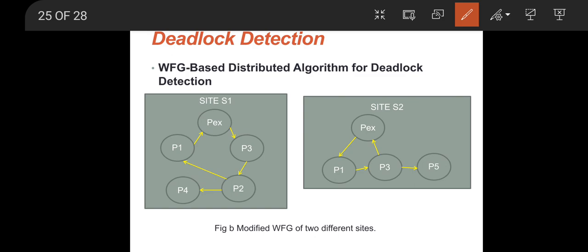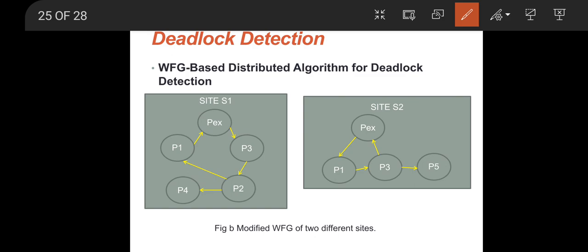Now this is the first step in the wait-for graph based fully distributed approach for centralized deadlock detection. What happens is that after adding node Px, if there is any local cycle, any cycle which does not involve Px, then that is a local cycle or local deadlock condition that will be resolved there itself by the sites themselves.